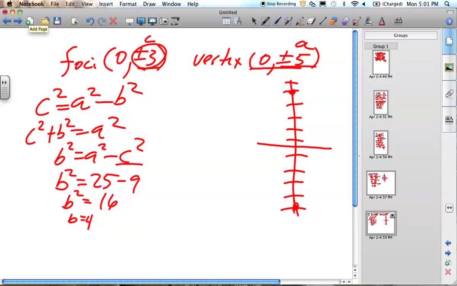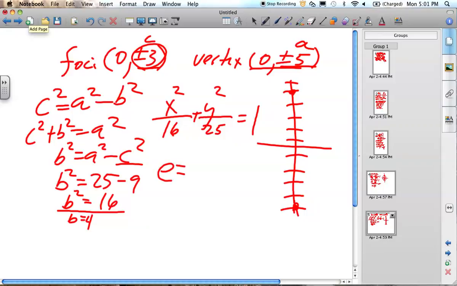Now we can write our equation. Since it's this way, my a goes under my x term. So I'm going to have x squared over b squared plus y squared over a squared equals 1. The eccentricity of this thing is going to be 3/5, c over a.